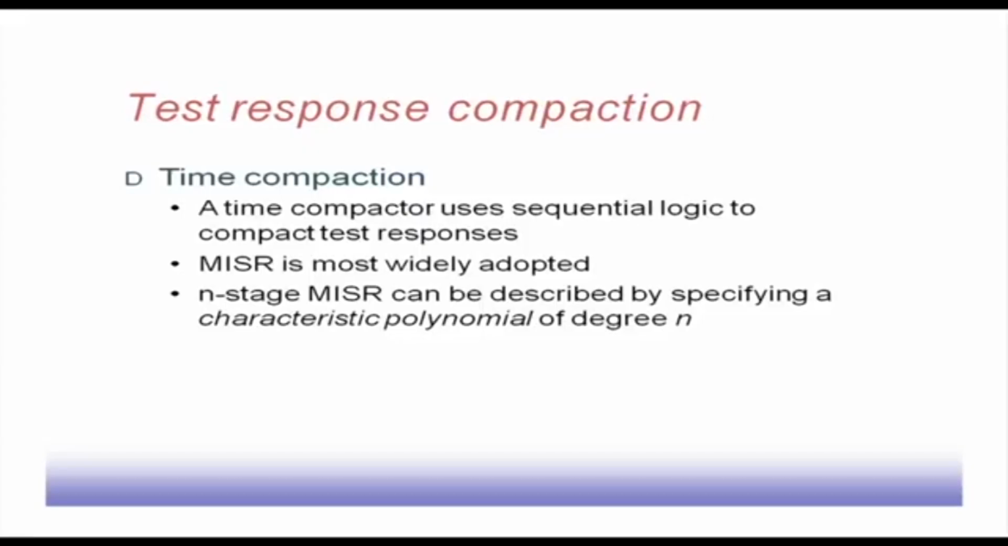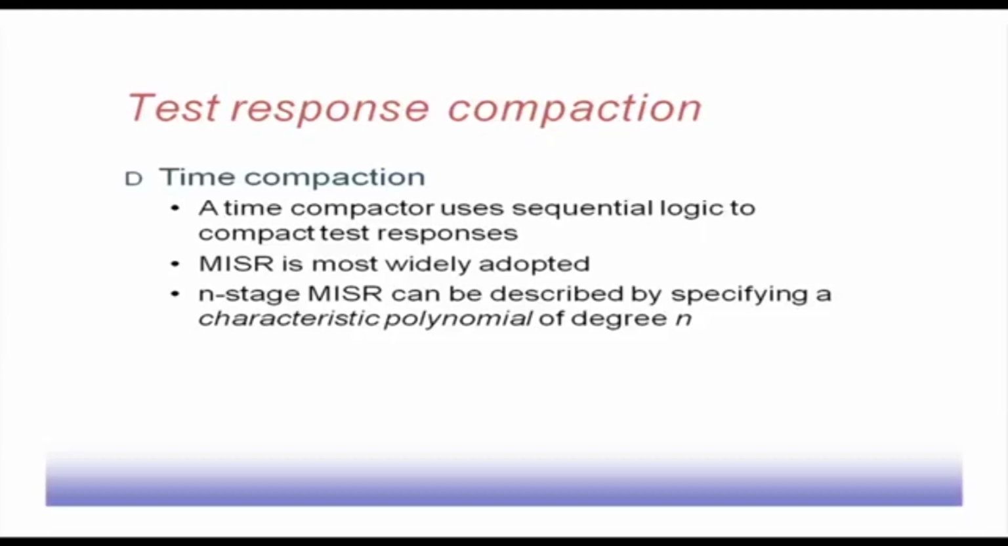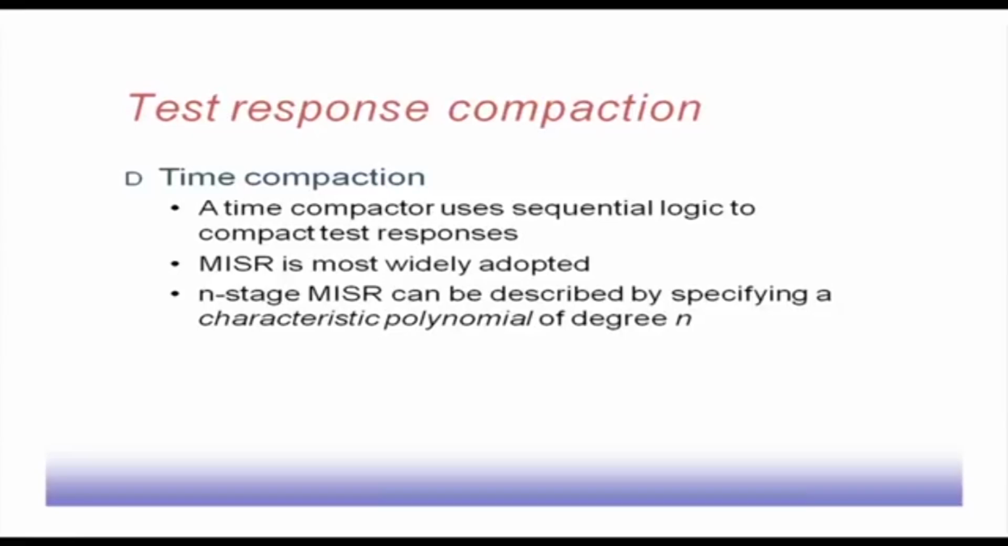But if we store all those p bit responses, then again there will be a huge amount of information that needs to be stored. So, what is done is we compact these responses in the time domain as well. This is known as the time compaction. The time compactor normally uses a sequential logic to compact test responses. We cannot do it with combinational logic, because combinational logic does not have any memory, so it will lose its content from the previous cycle. So, combinational logic cannot be used, and we go for a sequential logic to compact the test responses.